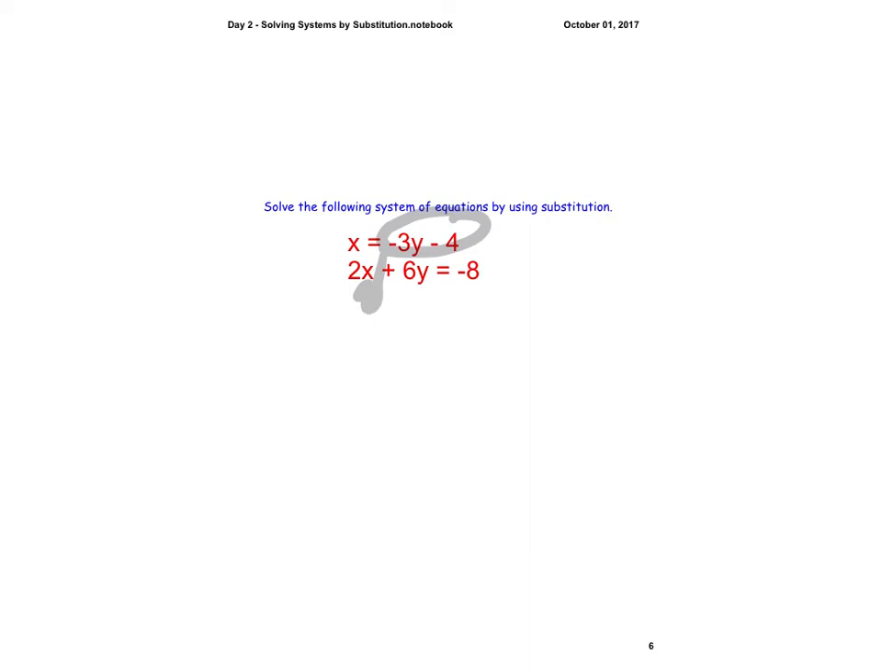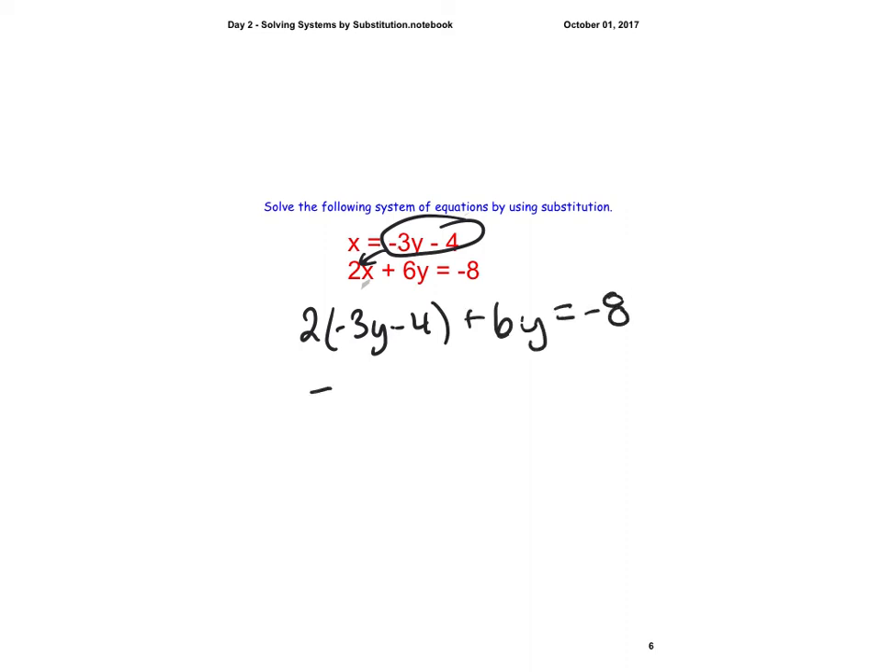So let's try that again. This isn't like Notability where you can erase the whole thing in one swoop. There we go. Okay, so I'm going to take this and plug it in for the x. So I get 2 times (3y minus 4) plus 6y equals negative 8. Oop, this is going to have a special case. I want to see if you can catch it. Negative 6y, oops, minus 8 plus 6y equals negative 8.